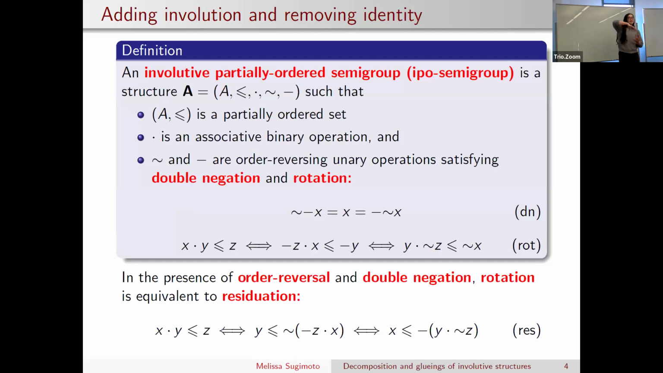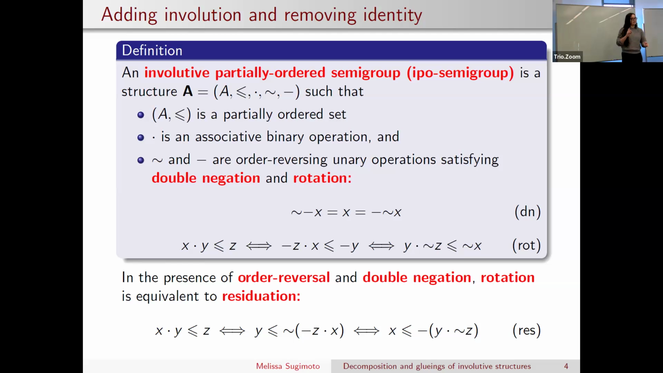And then we take another step from there, and we do two things in this step, so it's really two steps at once. And this is where I introduce the objects that we've been studying lately. We call them involutive partially ordered semigroups, or because that's a mouthful, just ipo-semigroups. And they're structures of a little bit of a different form. We still have a partially ordered set attached, but now we have a binary operation that does not necessarily have an identity, only needs to be associative.